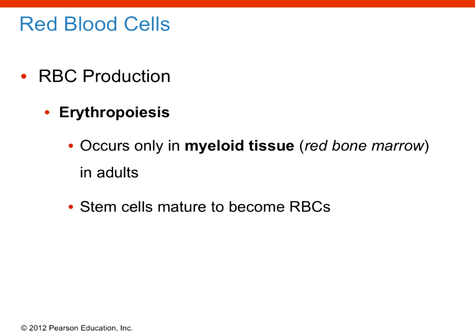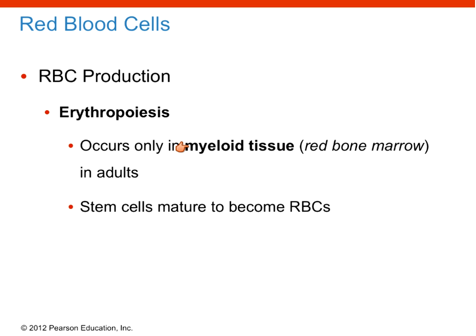Now, on the other side of this, how do we make red blood cells? We talked about how we can break them down, but how do we actually make them? Well, red blood cell production is going to be directed under the hormone of erythropoietin. The process of making red blood cells is what we call erythropoiesis. Erythropoiesis happens in the red bone marrow, or what we can also call the myeloid tissue in adults.